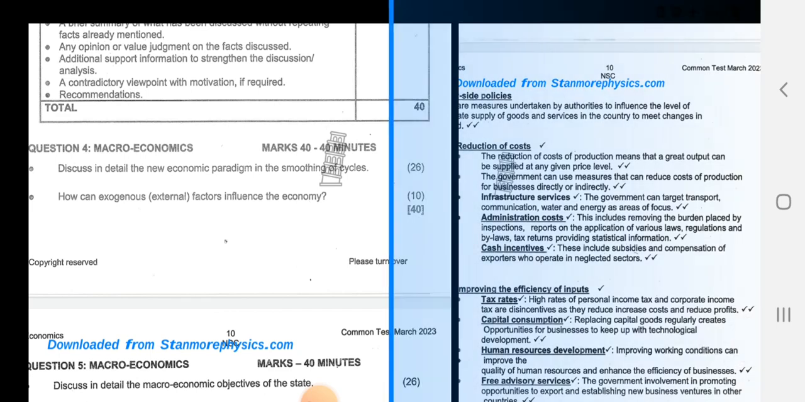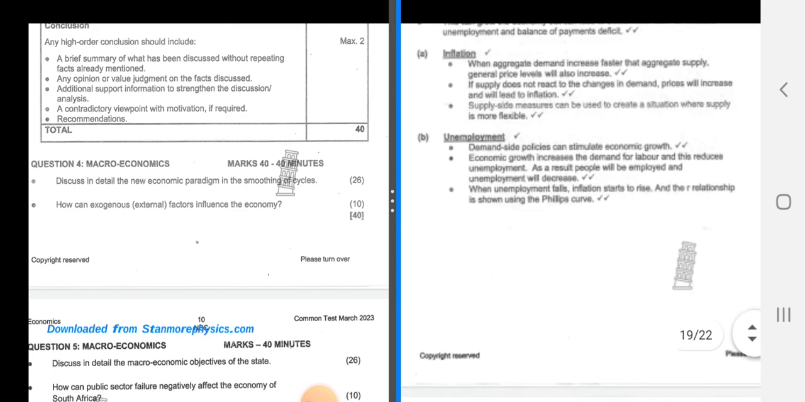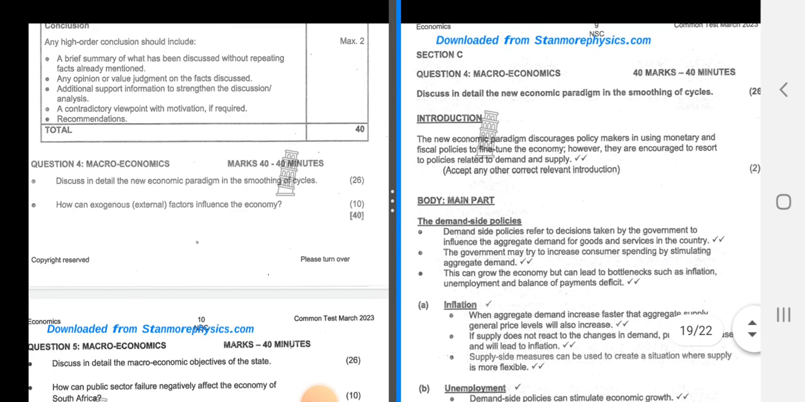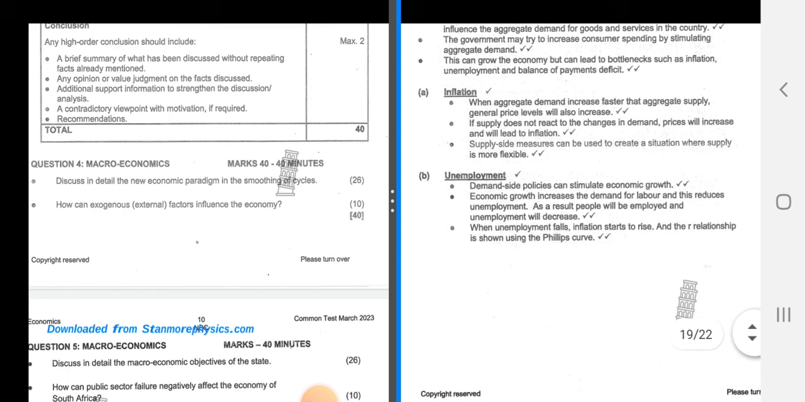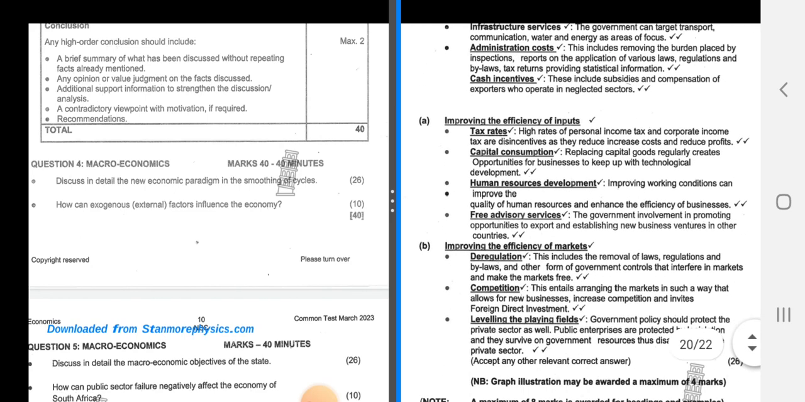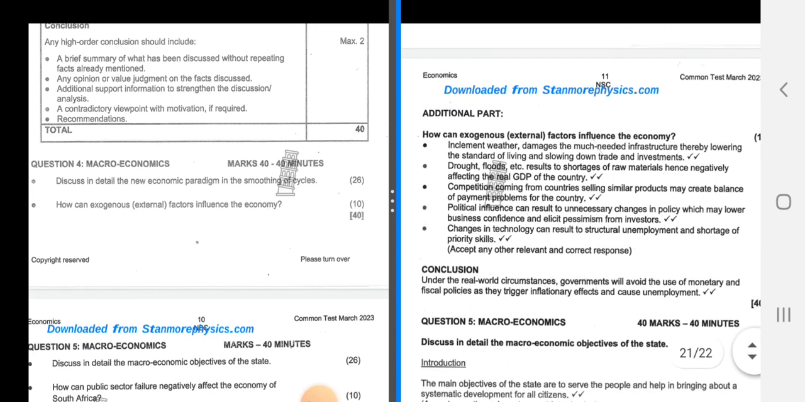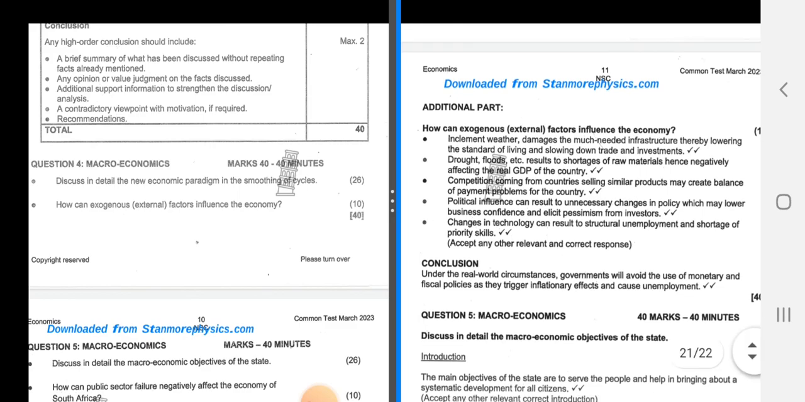Let me do this. It is important, it is the SA type question. So I'm going to start. This is the introduction here, and then the main part is answering the 26 marks. This is how you answer a 26 marks question. You write everything under that topic, and then for the additional part, how can exogenous external factors influence the economy is an additional part for 10 marks. So you state out your 5 facts, full sentences, and your full mark. And then your conclusion is a fact.